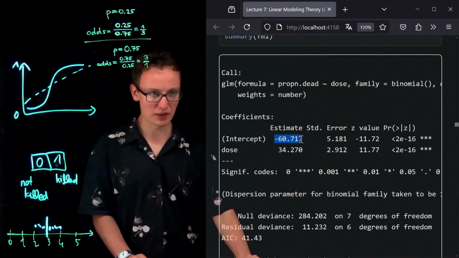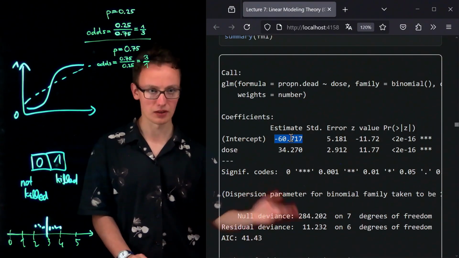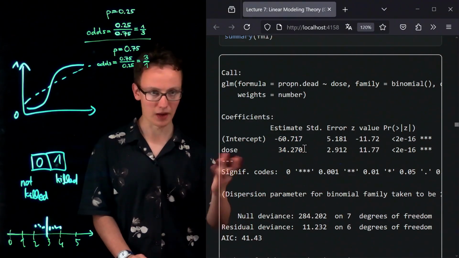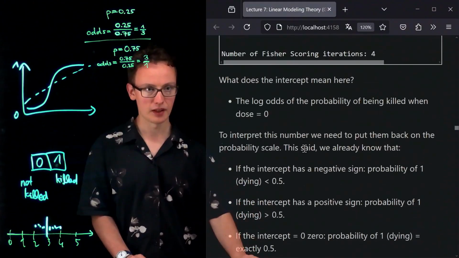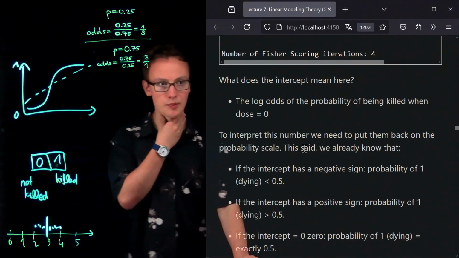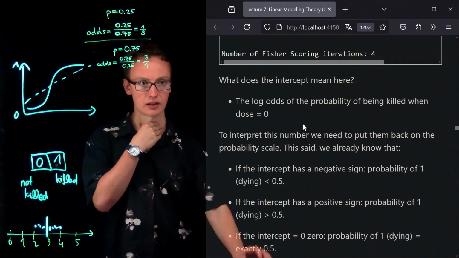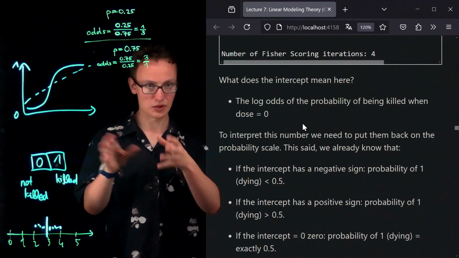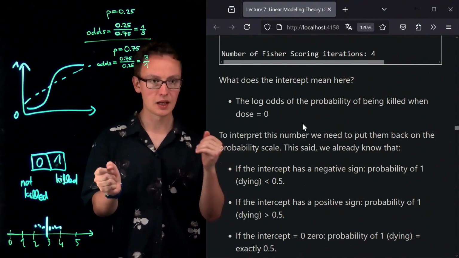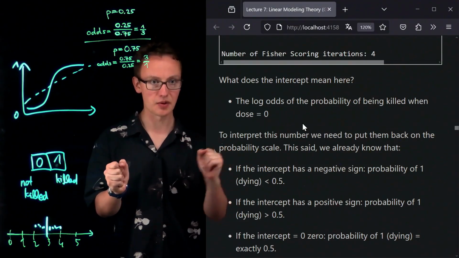But what do these mean? Minus 60.7 logits for the intercept and 34 logits for the slope. How can we interpret this meaningfully? Let's start with the intercept. The intercept represents the log odds corresponding to the probability of a beetle being killed when the dose is equal to 0.